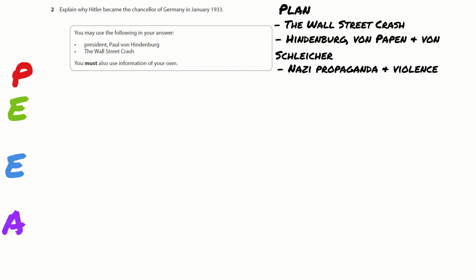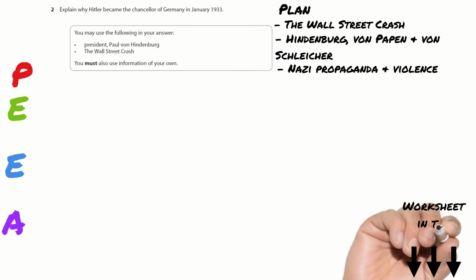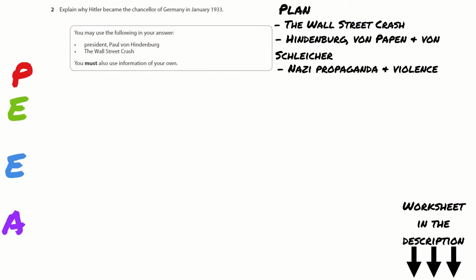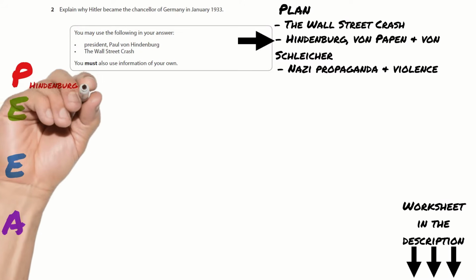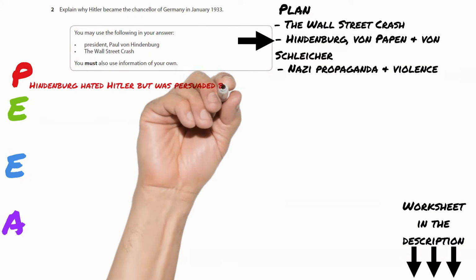Okay, so we finished our first paragraph. Now we need to move on to paragraph 2. I'm not going to do this whole paragraph with you. There's a link to a worksheet in the description to help you practice the PEA structure, but we're going to have a look at my analysis for the second part just to make sure we've got it. Checking my bullet points, I know the next paragraph is going to be about the politicians, so I'm going to start with my point. Hindenburg hated Hitler but was persuaded by von Papen to make him Chancellor.